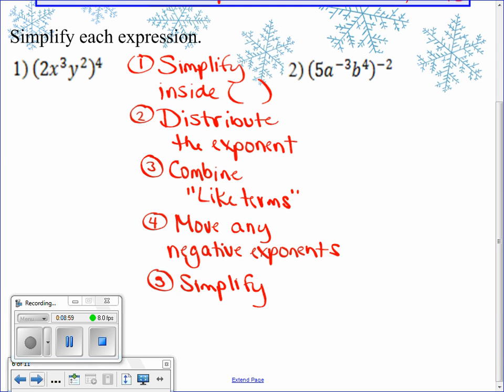Okay, so if I look at number 1, going through my steps. So step 1, simplify inside the parentheses. Is anything inside there like a like term, common base I can put together? No. Okay, so I'm going to go to step 2, distribute the exponent. And again, if it helps you, this 2 does have an exponent of 1. If it helps you, put that in there so you don't forget that. We're going to distribute, so you will multiply. So we'll have 2 to the 4th. We'll distribute to the next one. It'll be x. 3 times 4 is 12. And then y, 4 times 2, 8.